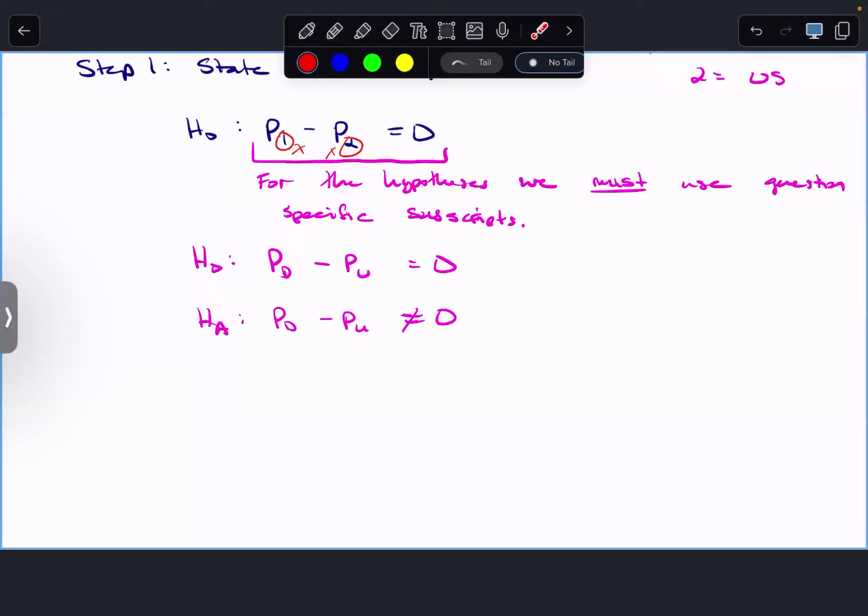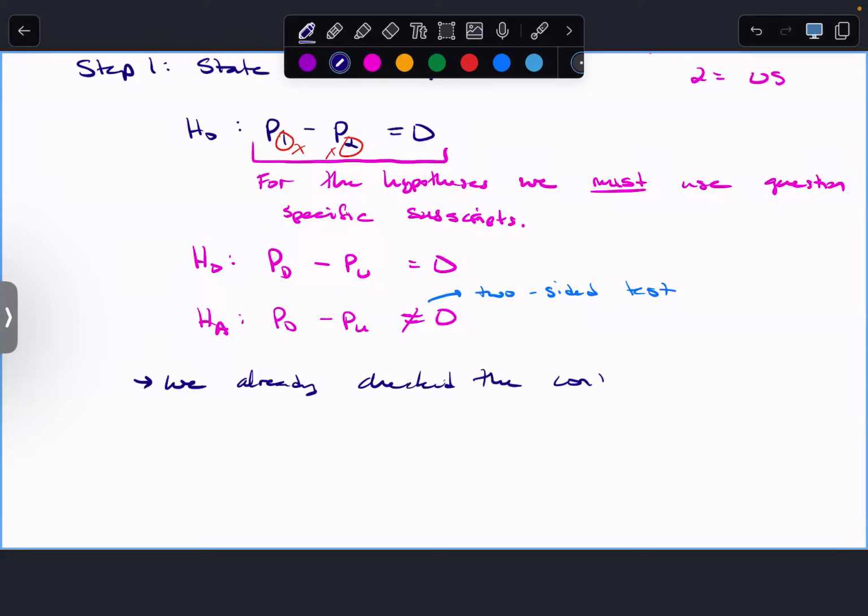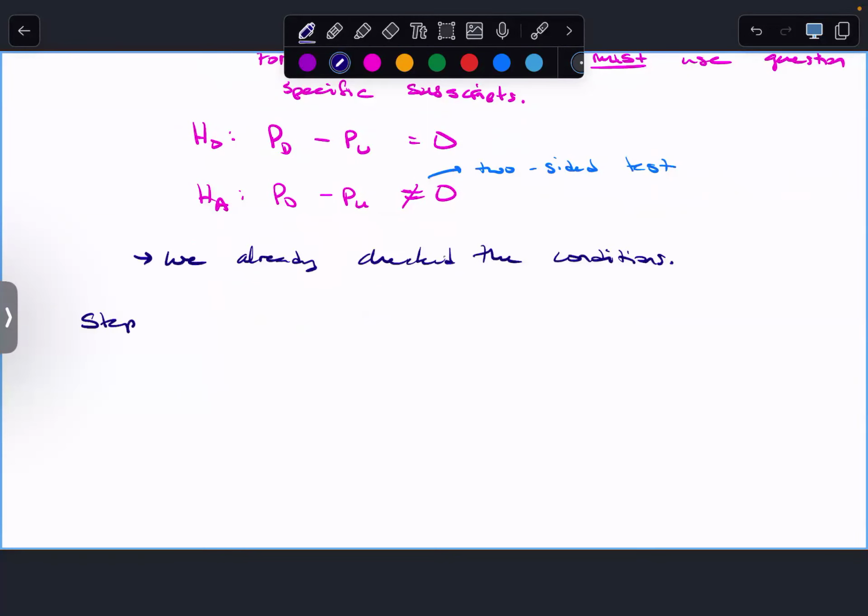And so now I'm ready to go. I'll make a note to myself that this is going to be a 2-sided test, because I don't care which extreme, I just want to know if they're different from each other, right? Which is both extremes. I'll add in, we already checked the conditions. So then we're on to step 2.